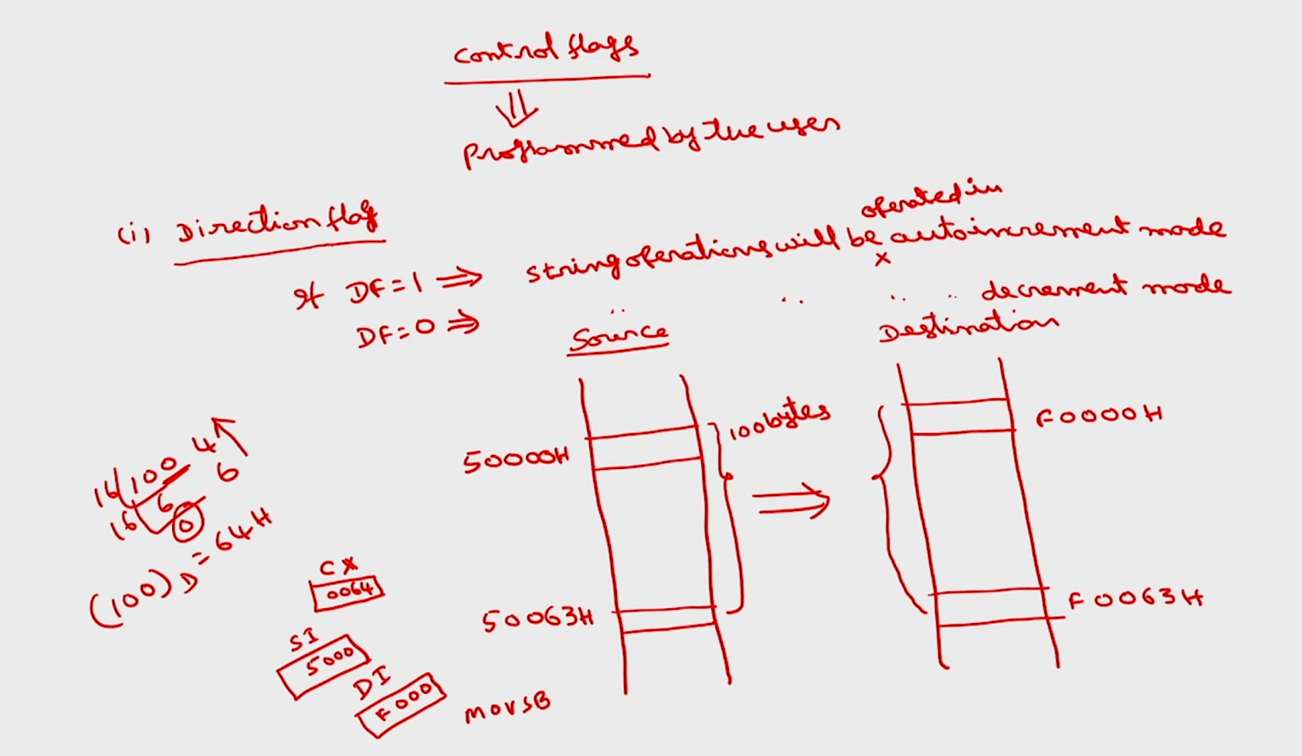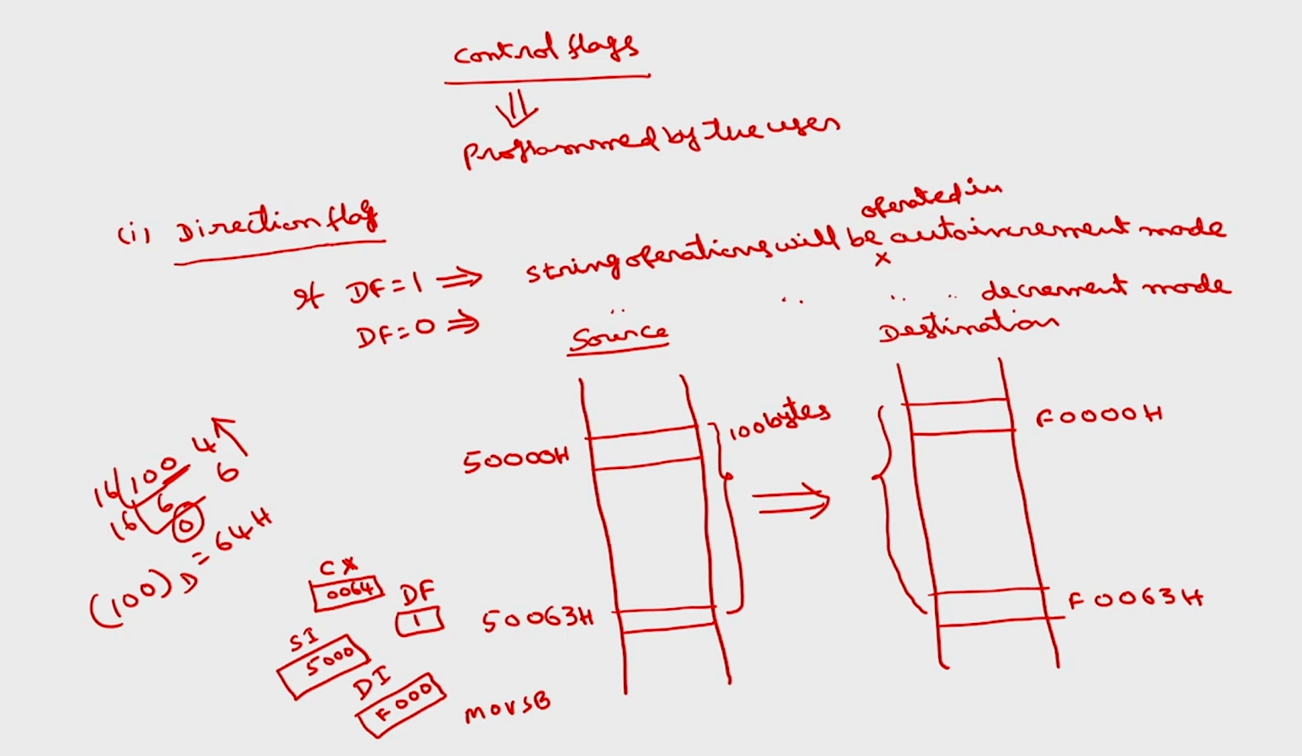But in which direction? This is the starting address I have given, and the total number of bytes I have given as 64, which is 100 bytes. But after transferring the first, whether the transfer has to go from bottom to top or top to bottom will be decided by the direction flag. If the direction flag is 1, then SI and DI will be automatically incremented, so the transfer will be from top to bottom. If the direction flag is set to 0, the transfer will be from bottom to top.